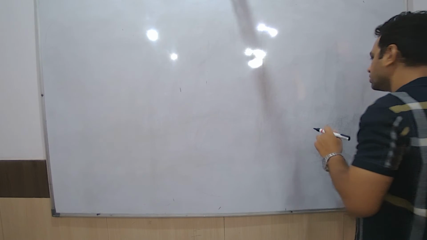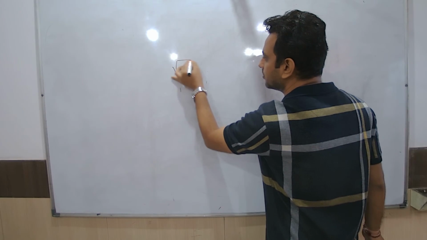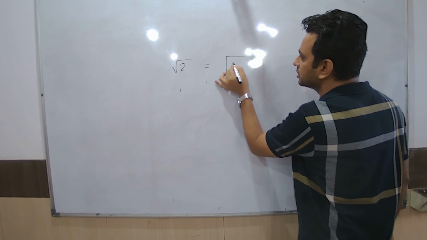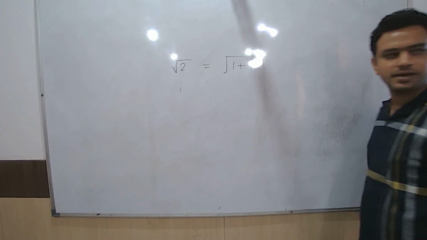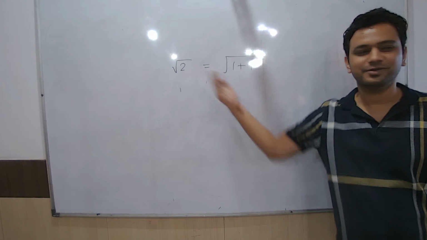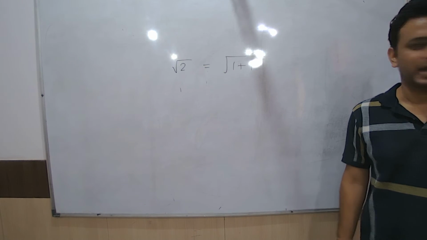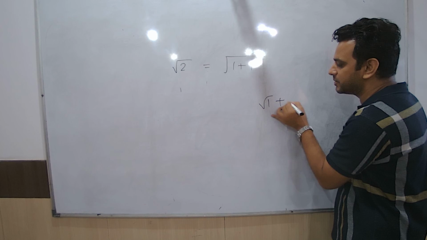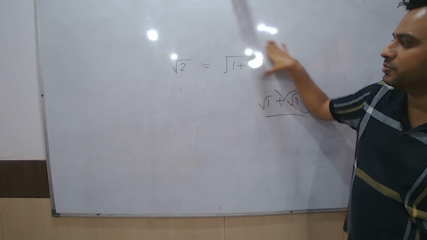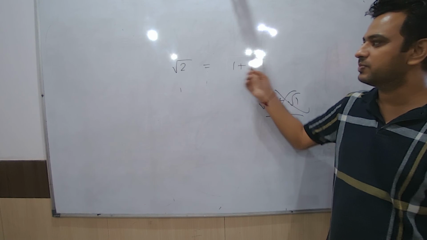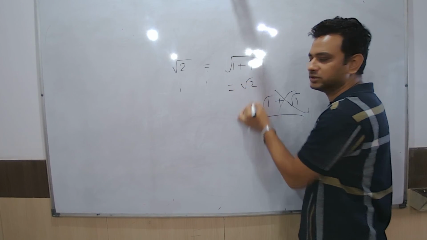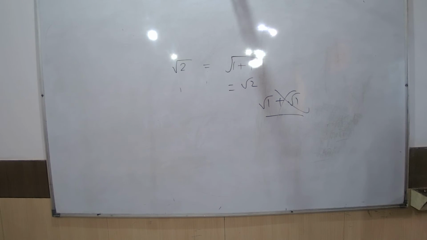So let's say if I want to draw √2 on the number line, can I write it as 1 plus 1? Can I? Yes, 1 plus 1 is 2, and its root is √2. I'm not writing it like √1 plus √1; I cannot write it inside. Forget that for now. 1 plus 1 is 2, and its root is √2. Can I? Okay.